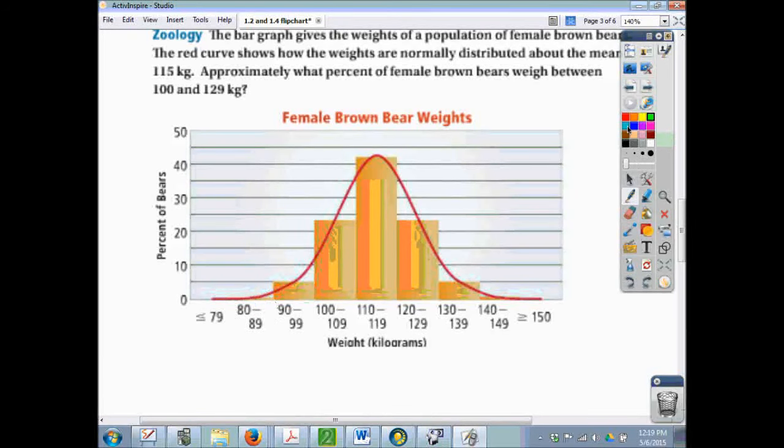Okay. So, would you guys feel okay if I said the mean is right here? Isn't what I'm going to say the mean is 115? Yeah. Okay. So then, what did they say the standard deviation was? 10 kilograms. So if I add 10 to the average of 115, what am I going to get? 125. So 125 would be right here. So this is plus 1. You guys are right with that? That's plus 1 standard deviation.